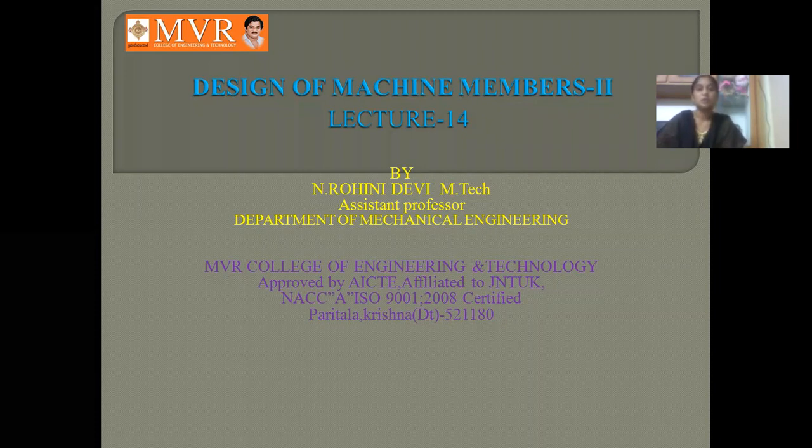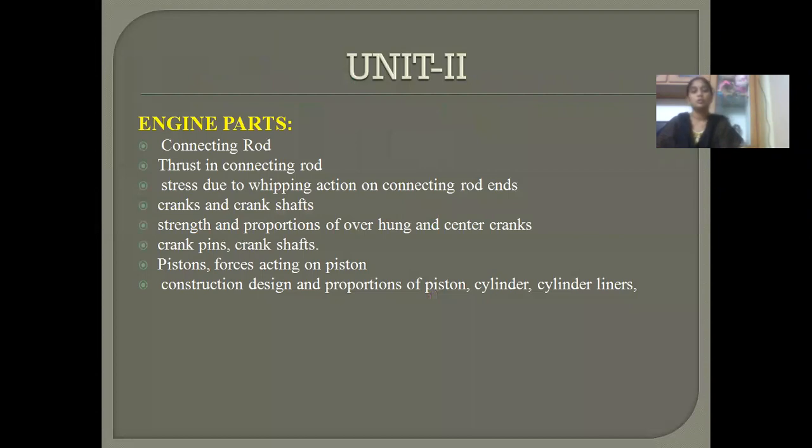In this session, we are discussing Unit 2. Unit 2 is nothing but engine parts. In these engine parts, the subtopics are connecting rod, thrust on connecting rod, stress due to whipping action on connecting rod ends, crank and crankshafts, strength and proportions of overhung and center cranks, crank pins, crankshafts, piston, forces acting on piston, construction, design and properties of piston, cylinder, and cylinder liners. Okay, this is the syllabus of Unit 2.